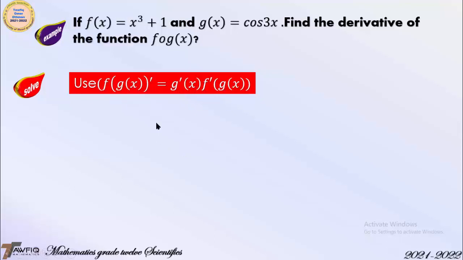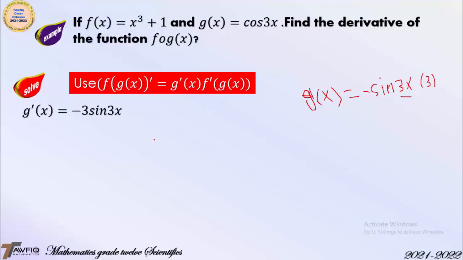First of all, we must find g prime of x. That means we must take the derivative of g(x). g'(x) is equal to, first of all, the derivative of cosine, which is minus sine 3x. And now we must take the derivative of the angle, which is 3, then times 3. After simplifying, g'(x) equals minus 3 sine 3x.